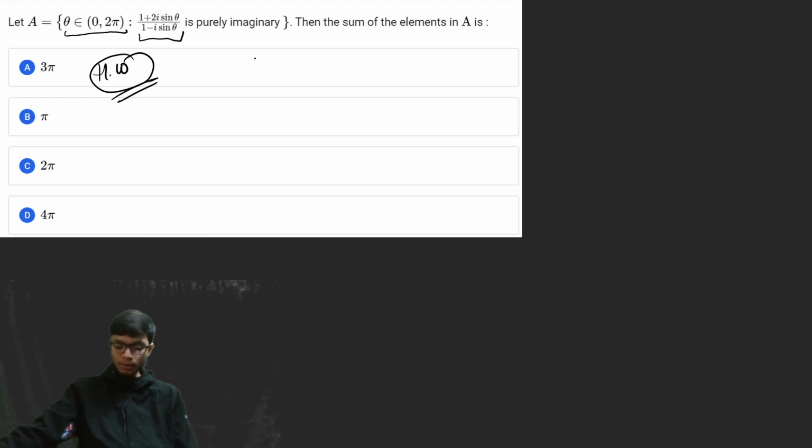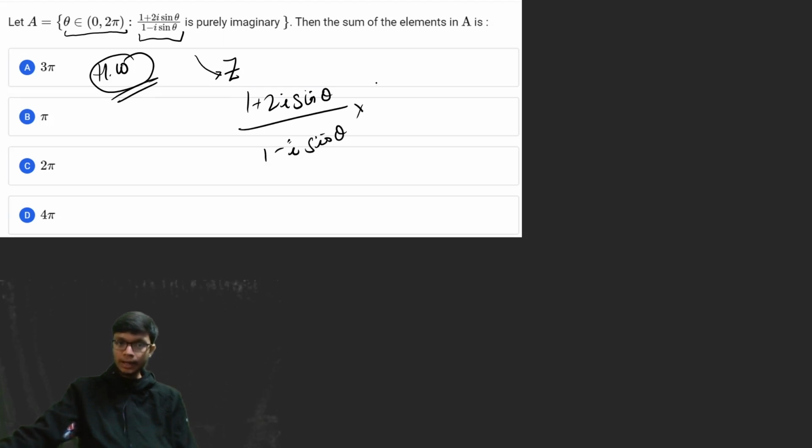For this kind of complex number, you just take the complex number, multiply with its conjugate in the denominator and the numerator, and definitely get to the complex number. Then separate the imaginary and the real part, equate the real part to 0, and definitely get the values of theta. That will be the idea in this problem. If you assume this complex number z, what I suggest is multiplying 2 iota sine theta divided by 1 minus iota sine theta with its conjugate.